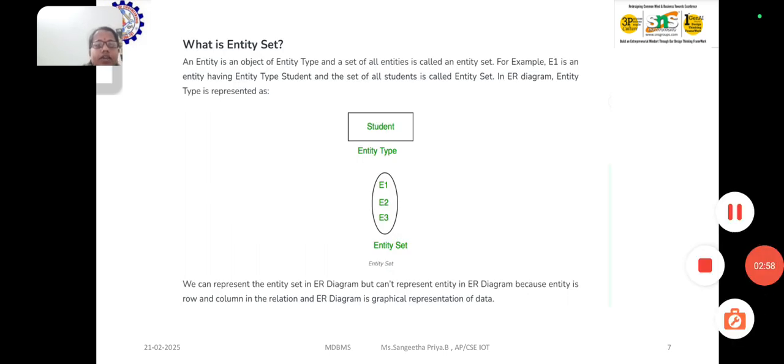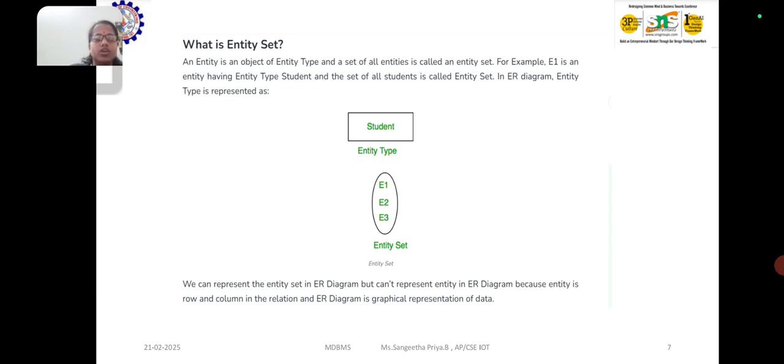First one is the entity set. An entity set is a collection of entities of an entity type, and the set of all entities is called an entity set. For example, E1 is an entity having the entity type student, and the set of all students is called the entity set. In the ER diagram, the entity type is represented as in the given diagram. We can represent the entity type in an ER diagram but cannot represent the entity itself, because an entity is in rows and columns in a relation, and the ER diagram is a graphical representation of data.